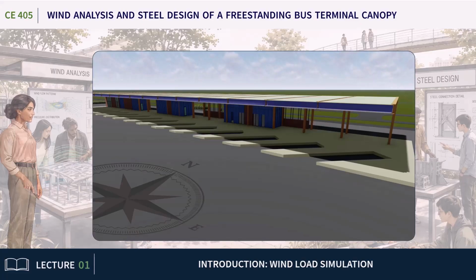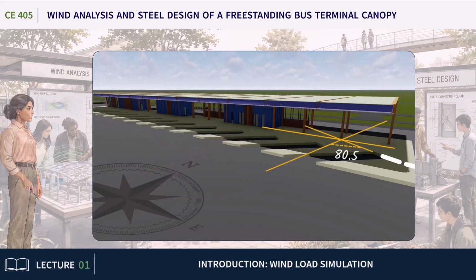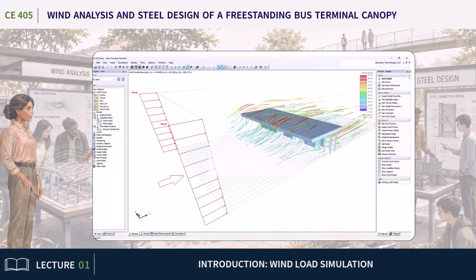We'll also include 2 oblique angles, 45 degrees south toward east, and 80.5 degrees south toward east. These 6 directions give us a full picture of the critical pressure patterns across the canopy.